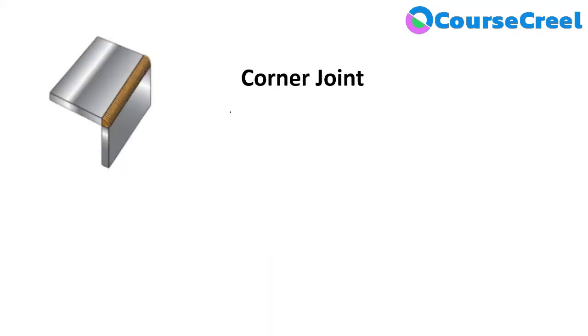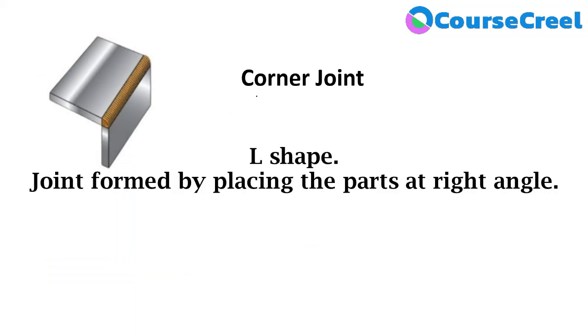Now let's discuss another type of joint. It is corner joint. So the corner joint we can define with the shape of the joint, and that shape of joint should be L shape. And the joint is formed by placing the corner of the part at right angle. So here we have two workpieces.